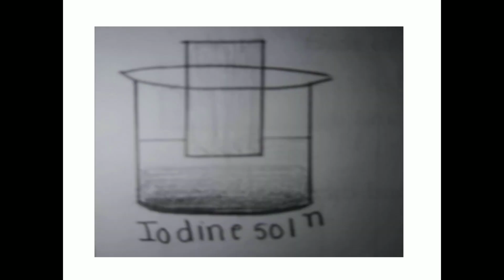Here a beaker is there, and in that beaker iodine solution is placed. We have to dip the glass slide 2 to 3 times, so that the iodine solution helps in fixing the stain. That is why it is called a fixing agent.